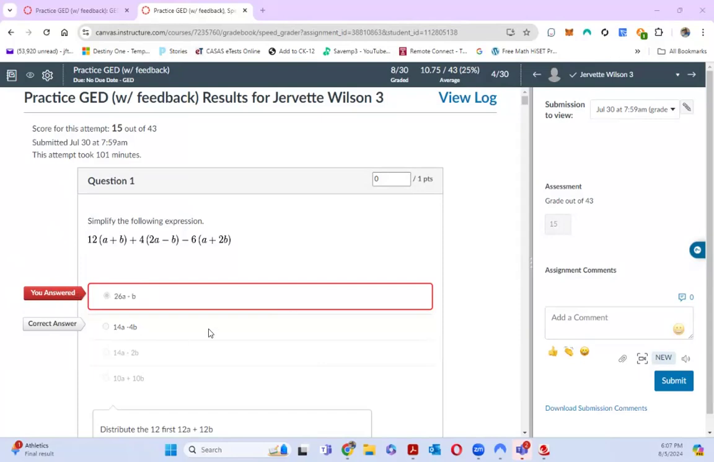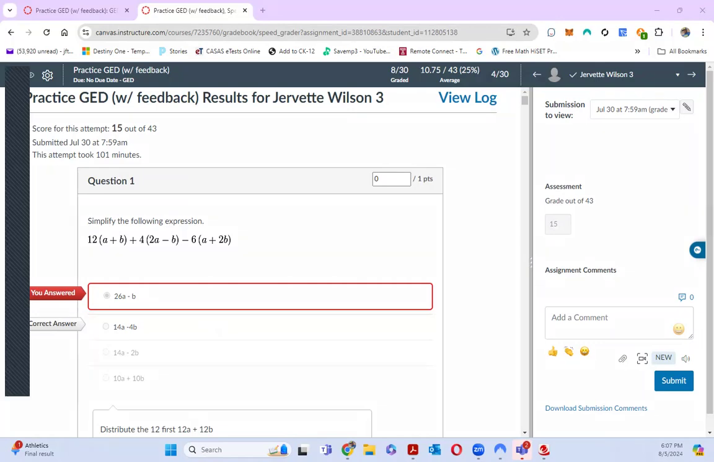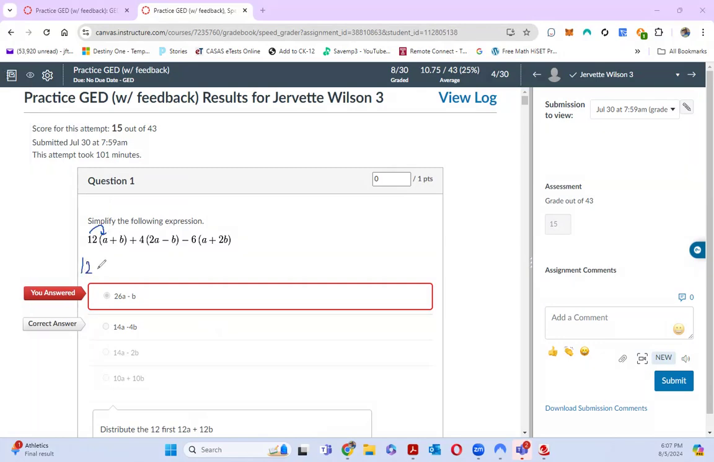So when we look at this problem here, this is the distributive property. This is one of the important concepts of algebra that you need to know, right? So let's look at this first. Distributive means I'm going to multiply this 12 by everything in the parentheses, so I get 12a. You understand that? Yes, now I do, but I didn't do that first. 12 times b is 12b.